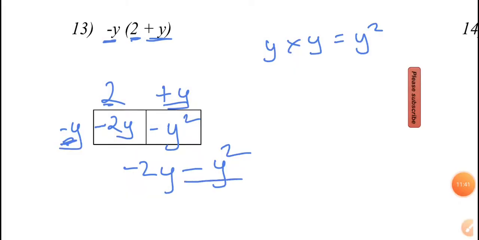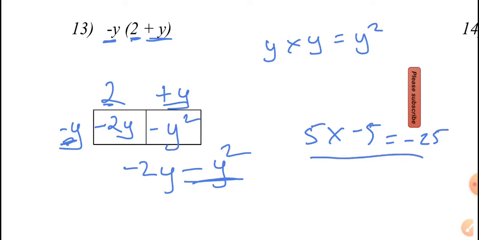So to understand why it's minus y squared here, think about it. If it was 5 times minus 5, we'd write minus 25. So it's likewise, when we do y times negative y, the answer will be negative y squared. Just like in this example here. So this I would write as minus 5 squared. So this is why we have the answer of minus y squared.